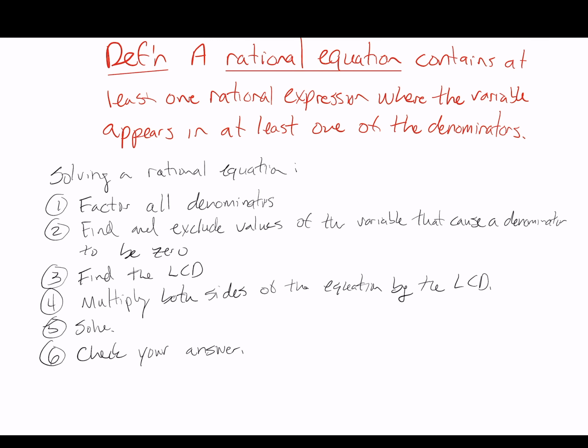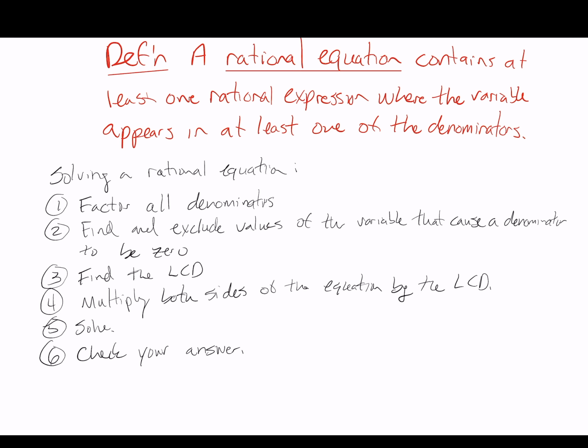Let's also recall, for solving a rational equation, the first step is to factor all denominators, then find and exclude values of the variable that cause the denominator to be 0. Then we find the LCD. Then we multiply both sides of the equation by the LCD to clear the denominators. Then we solve the equation and check your answer. Now, I've gone through a number of these examples in the 2.2 section before, but we will do one example and then we'll close out this section.